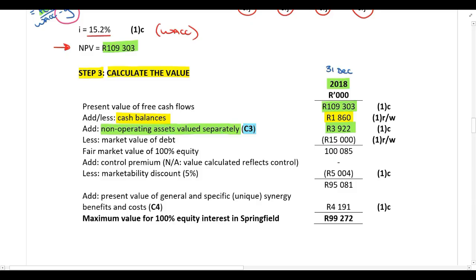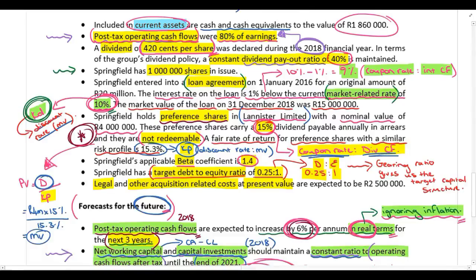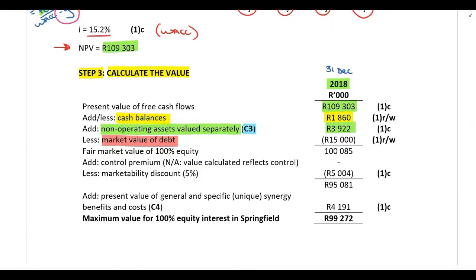Then we need to deduct the market value of debt. Again, go back to the information provided in the question. You don't have to calculate the market value of debt. You've been given the market value of debt. The market value of the loan at the 31st of December 2018 is 15 million rand. So, simple. Just include that in your calculation. All right, so that then gives us the fair market value of 100% equity.